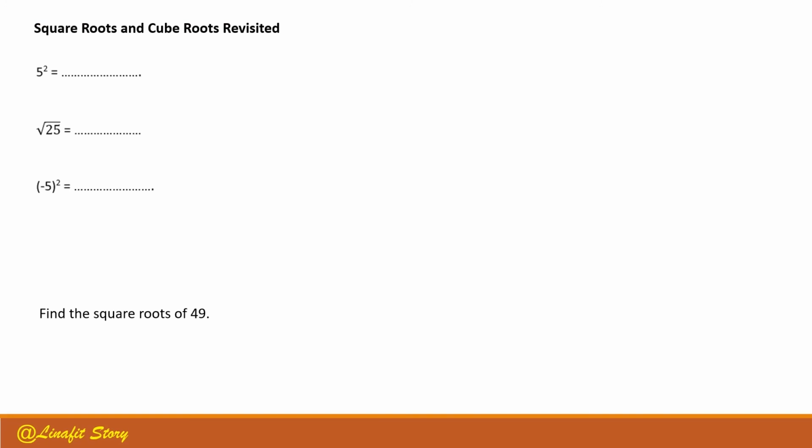Square roots and cube roots. 5 squared means 5 times 5 equals 25. So the square root of 25 is 5. Why? Because what number times the same number equals 25? So 5 times 5 equals 25.